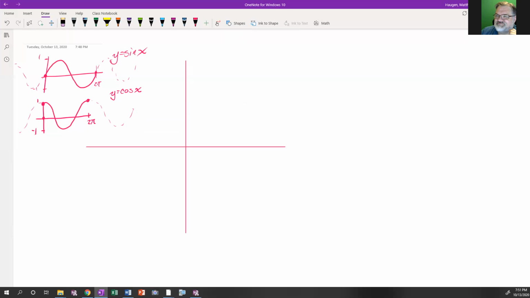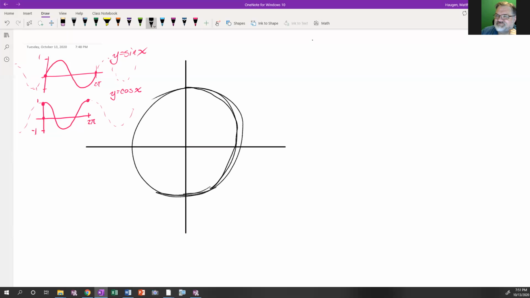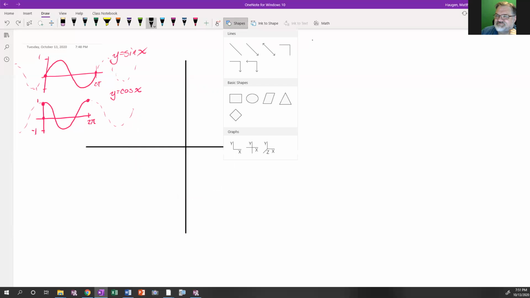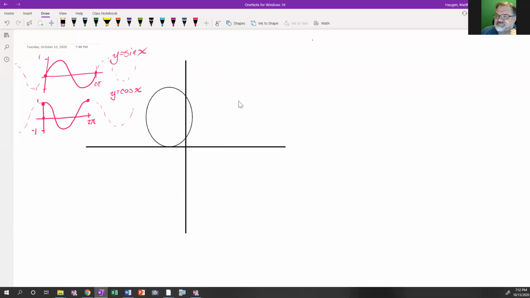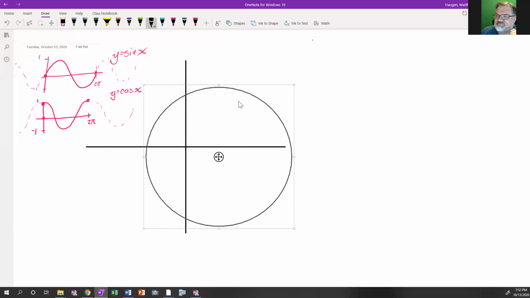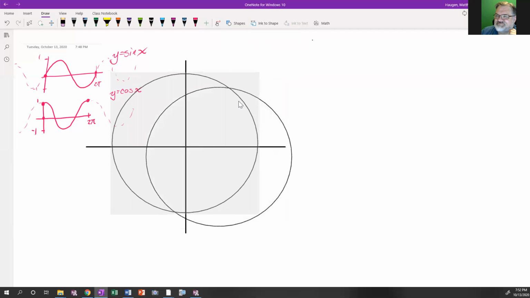Tangent can be a little bit different of an animal. And I want to talk really quickly, before we look at the graph, about some physical representation of what tangent is. I don't know why I felt compelled to try to draw a circle. I can do that and then move it.